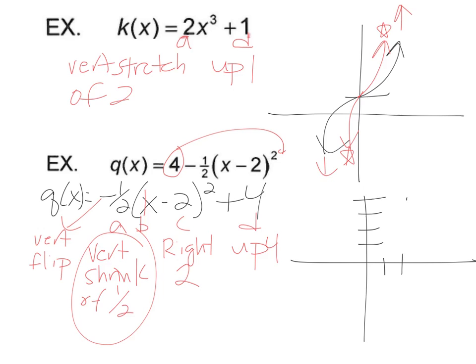So it's anchored right here, and then it's flipped over vertically. That's an up and down flip. A vertical shrink means it's being squashed from above and below. That makes it more wide. And stars by the final answer.